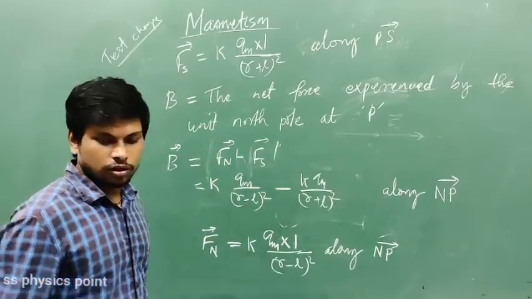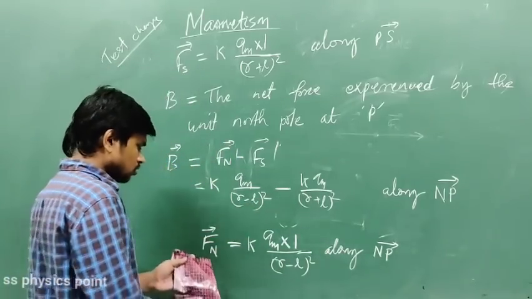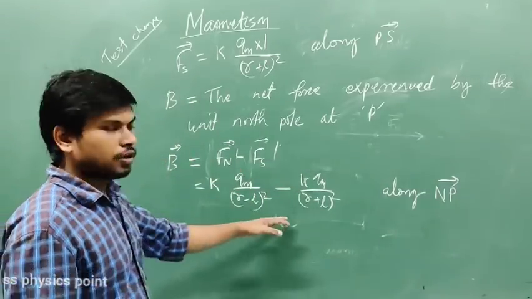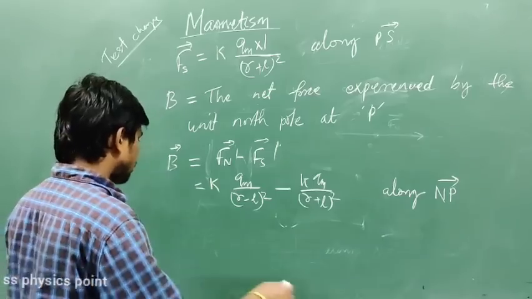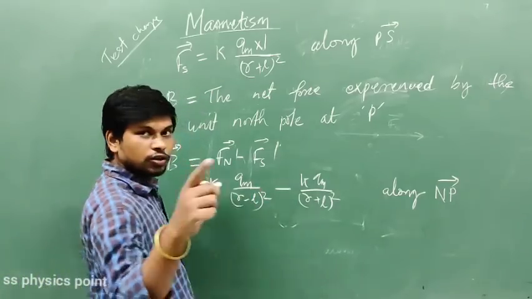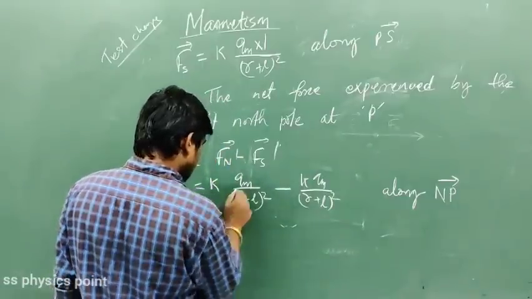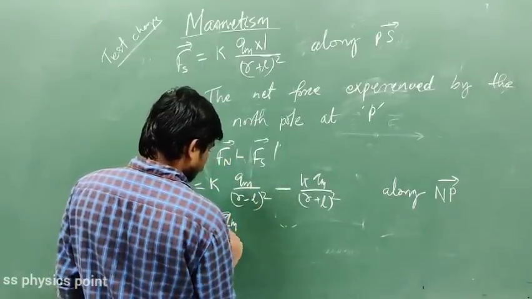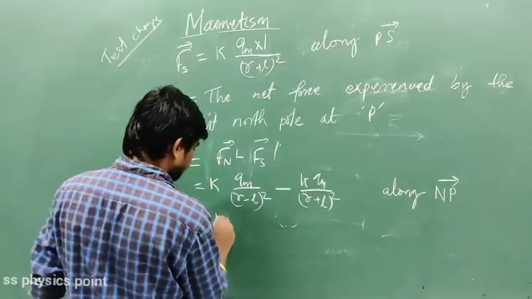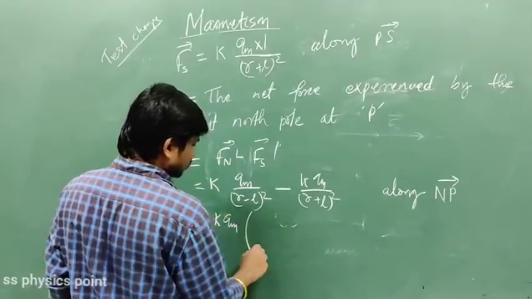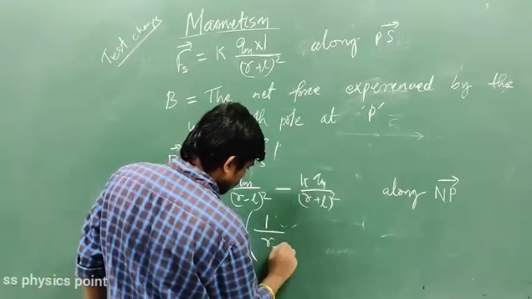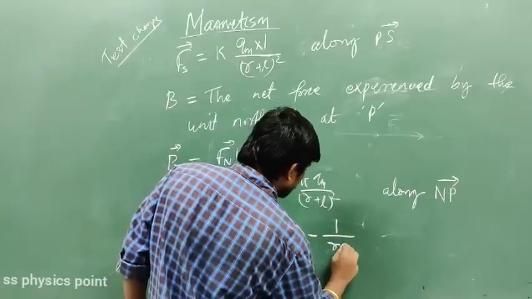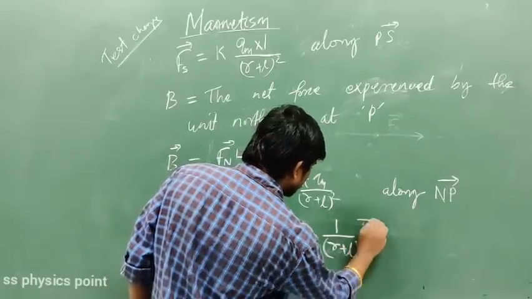Now just do the mathematics. Try to do it yourself. All students should do it, everyone should be able to. This one you have already done. I am doing it myself and you do it yourself. Okay, I am taking Qm as common. K Qm common will come. Inside what will remain? 1 by (R minus L) whole square minus 1 by (R plus L) whole square.